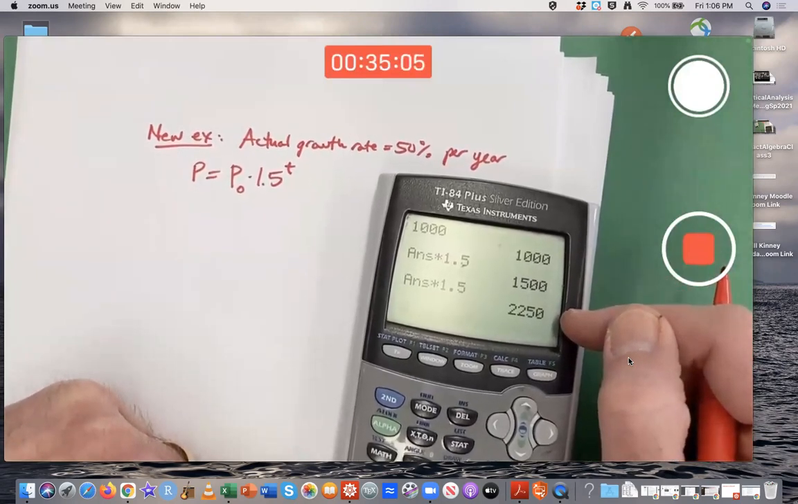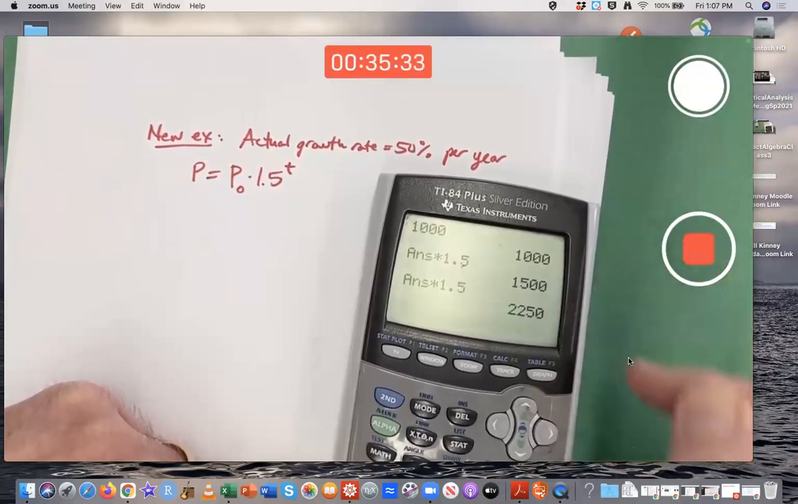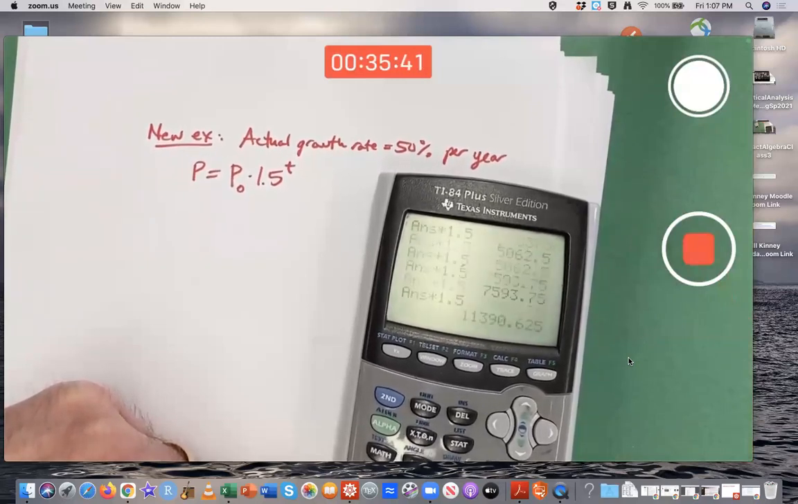What's it going to be the next year? Take 15 seconds to see if you can figure it out. Can you multiply by 1.5 in your head, or maybe multiply by 0.5 first and then add this? That sounds good to me. Yeah, 2,250 times 0.5, half of this, is 1,125. Add that to this, you'll get 3,375. That's 50% growth. That's a pretty high growth rate.